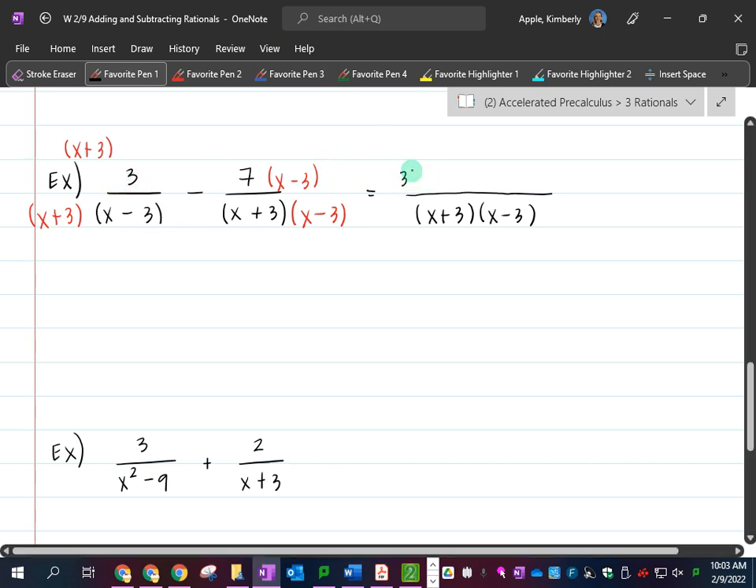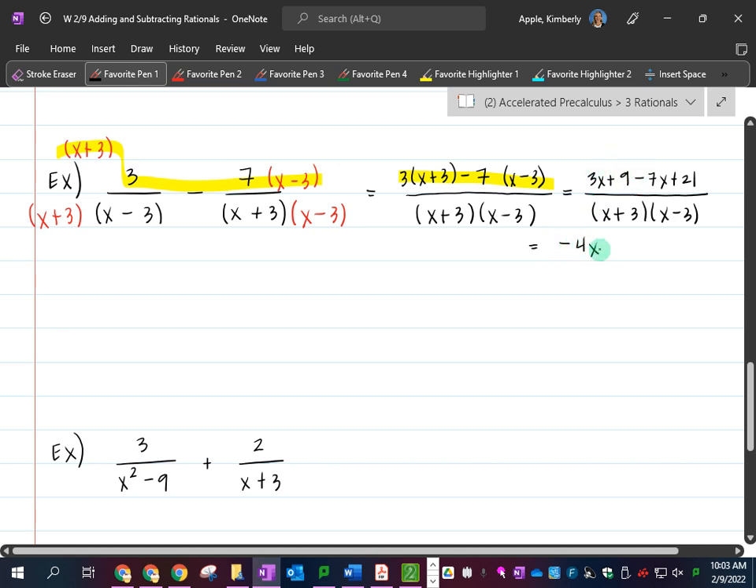So then I'll have 3x plus 3 minus 7 times x minus 3. Now I just combine the numerator here. At this point, adding the fraction is done. We just have to clean it up, distribute and combine like terms. So this would be 3x plus 9 minus 7x plus 21 over all this. I'm just leaving the bottom factored. 3 minus 7 is -4. 9 plus 21 is 30.